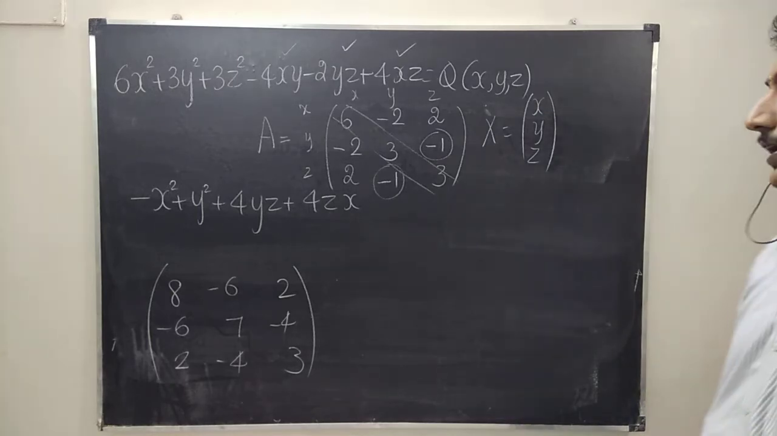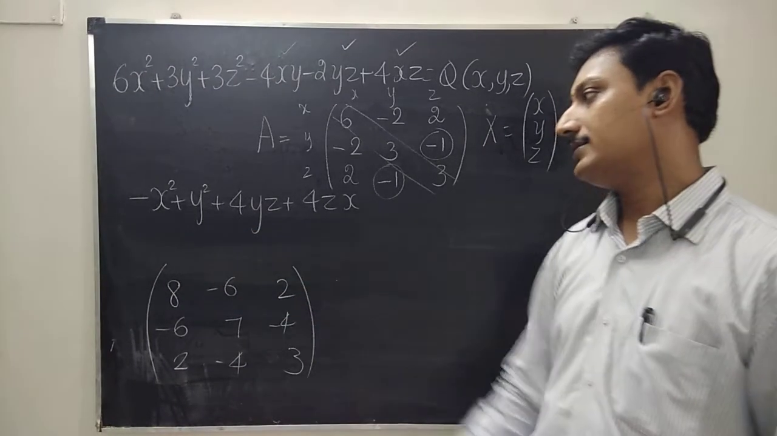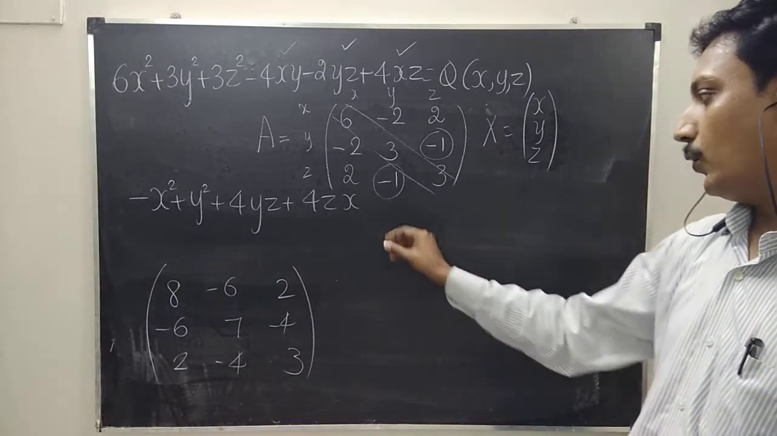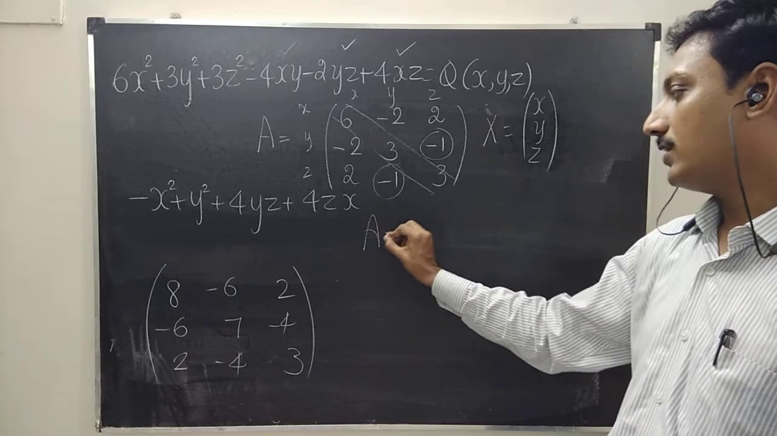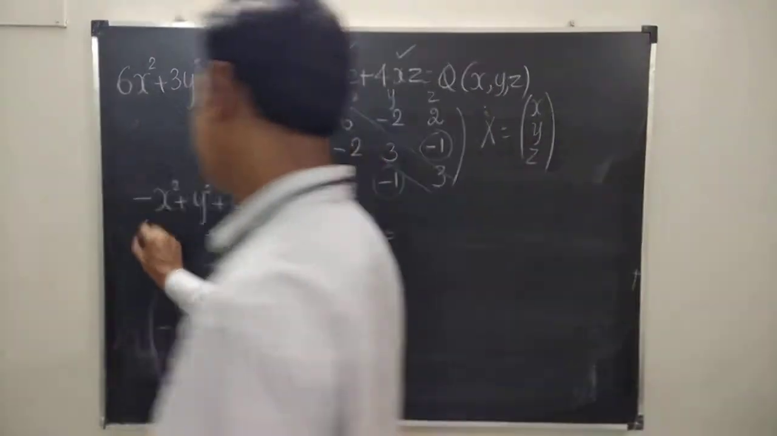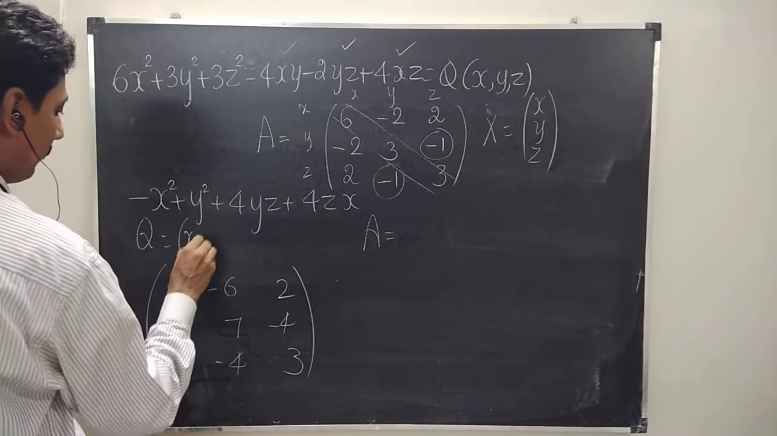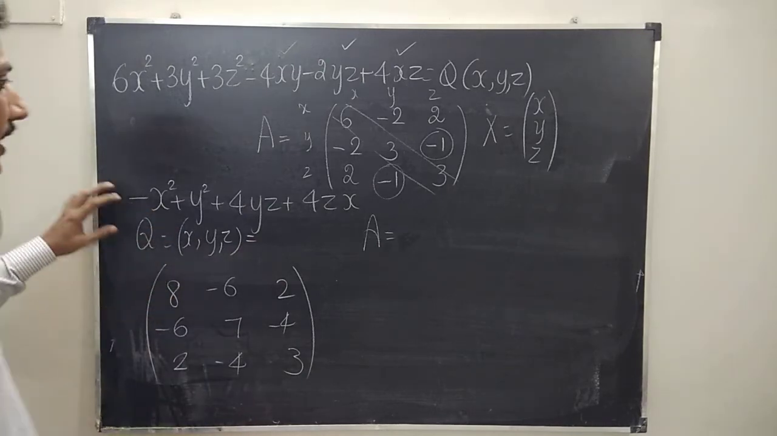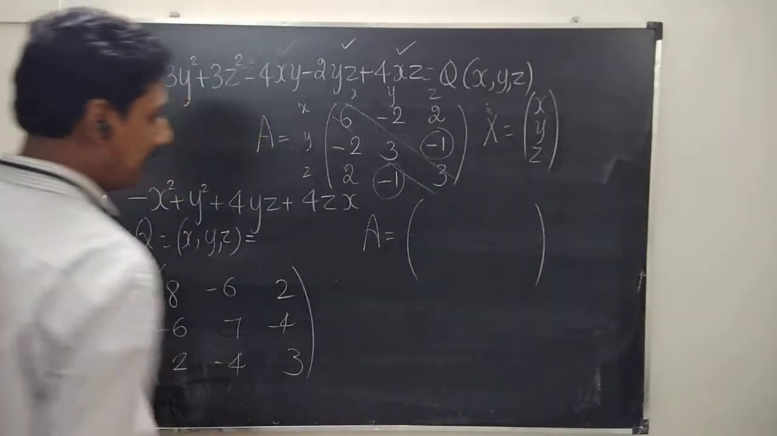And similarly, in this second example, minus x squared plus y squared plus 4yz plus 4xz. So what's the corresponding A? What's the corresponding real symmetric matrix? Once again, there are three variables. Q is equal to x, y and z. Right? So what's the corresponding A? The same idea. Let us go for the 3 by 3 matrix.